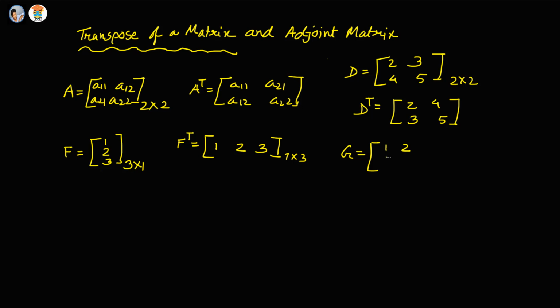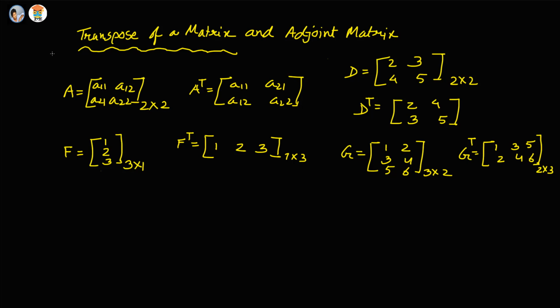Again, we have a matrix G which is equal to 1, 2, 3, 4, 5, 6, a 3 by 2 matrix. If we want to find out GT, the transpose of this matrix, the first column will be turned into the first row, 1, 3, 5, and the second column will be turned into the second row, which is 2, 4, 6. So this is a 2 by 3 matrix. This means there are 2 rows and 3 columns.